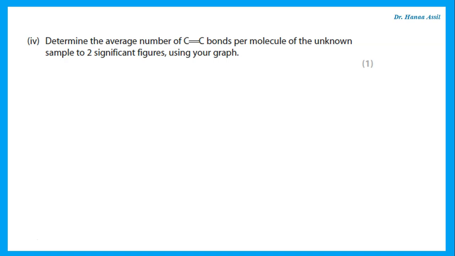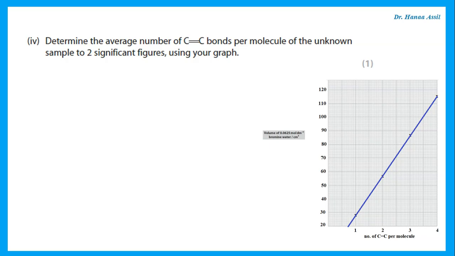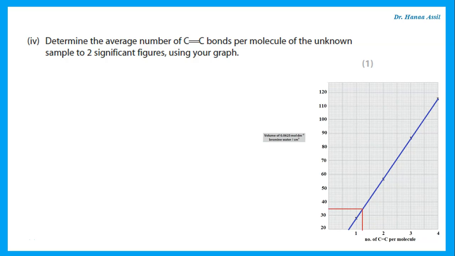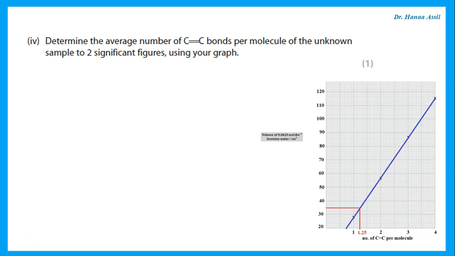Then we're told to determine the average number of double bonds per molecule of the unknown sample using the graph. So the graph we had is here, and we had calculated that the volume is 35.7. So looking at the graph, this means that we have about 1.25 double bonds between the carbons. So my answer to two significant figures is 1.3.